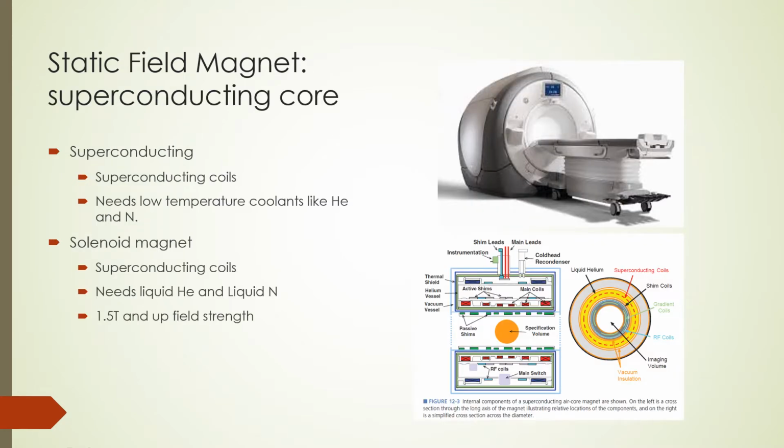Higher field strength magnets are made from superconducting coils. Superconducting coils require liquid helium and liquid nitrogen coolants to keep the coils cold enough for superconductivity. These magnets can generate higher field strengths of 1.5 Tesla or above and are more expensive to operate. The top image on the slide shows a commercial 1.5 Tesla superconducting magnet, and the bottom image is a cutout of coil layouts of a superconducting magnet showing locations of the various components.